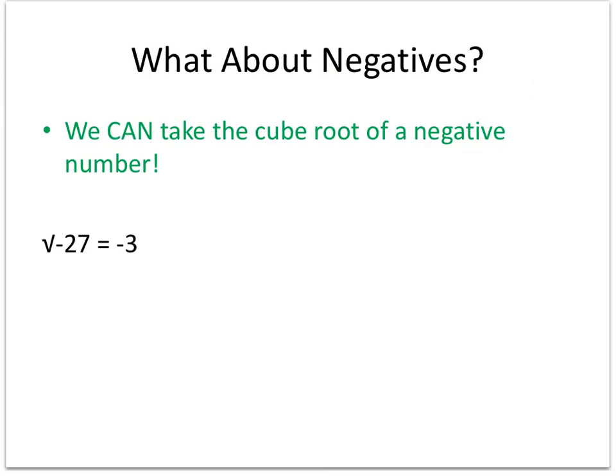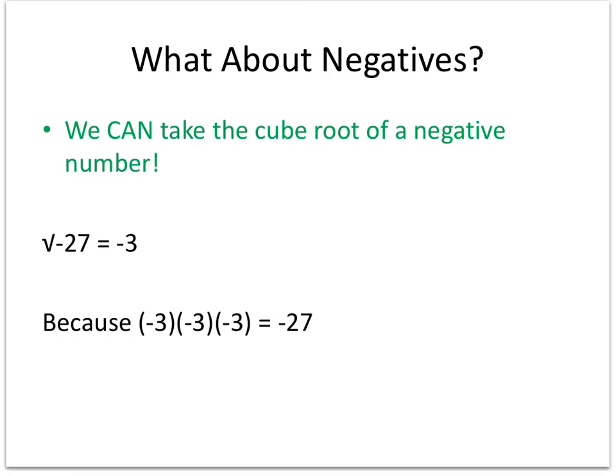Now what about negatives? Well, when we're talking about cube roots, we can take the cube root of a negative number. Why is that? Well, unlike square roots, when we multiply two negatives together, we end up with a positive. But since we have this extra number out here, when we multiply again times that negative, we turn the answer negative again. So we can take the cube root of a negative number because we have this extra number to turn our result negative.